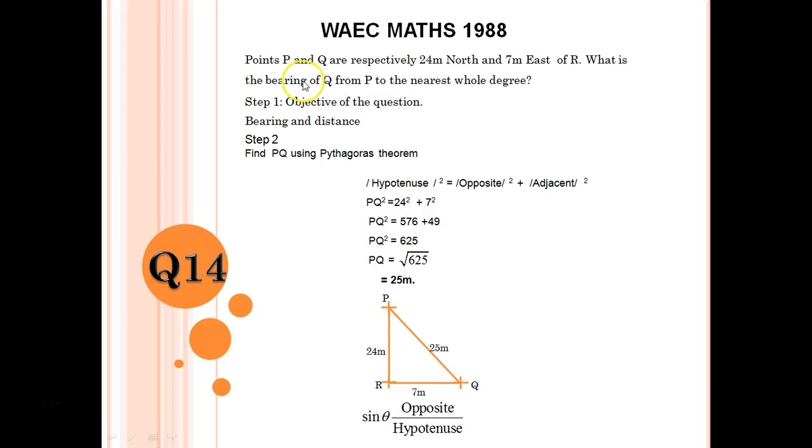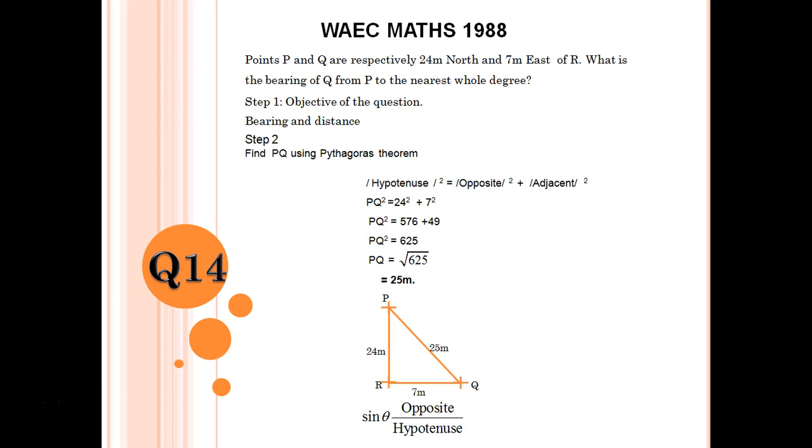The question reads, points P and Q are respectively 24 meter north and 7 meter east of R. What is the bearing of Q from P to the nearest whole degree? Now, this question is testing the knowledge of bearing and distance. You want to see the applications of bearing and distance in solving problems.